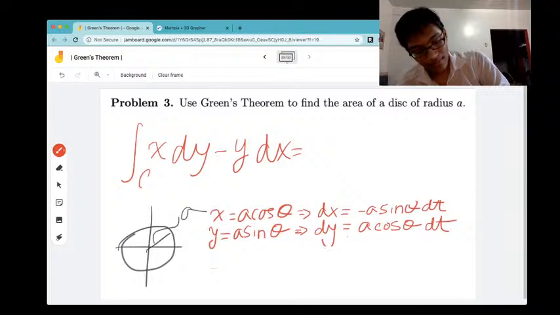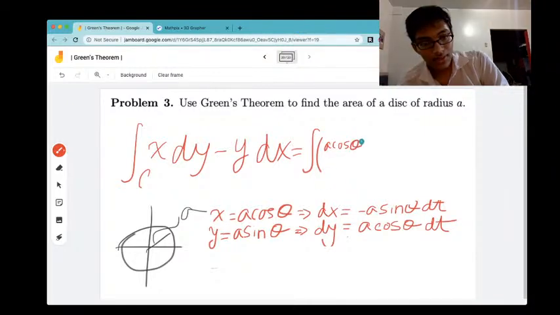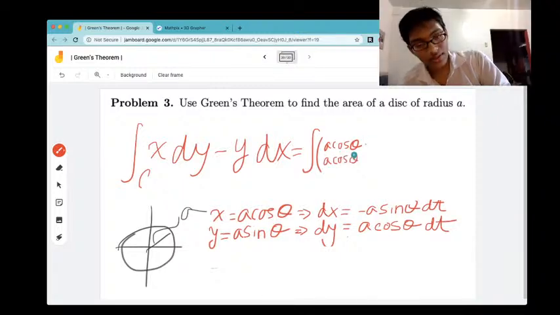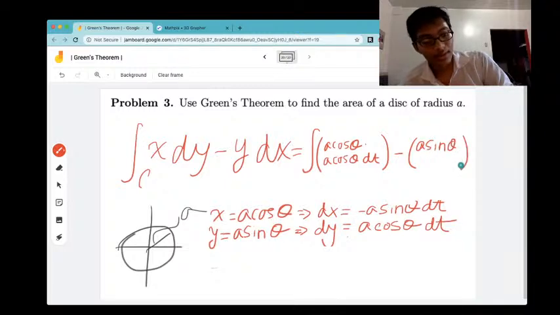So, my x is going to be a cosine theta times a cosine theta dt. Okay, so far so good. Minus y times dx. So my y is going to be a sine theta, and my dx is going to be minus a sine theta. Of course, all times dt.